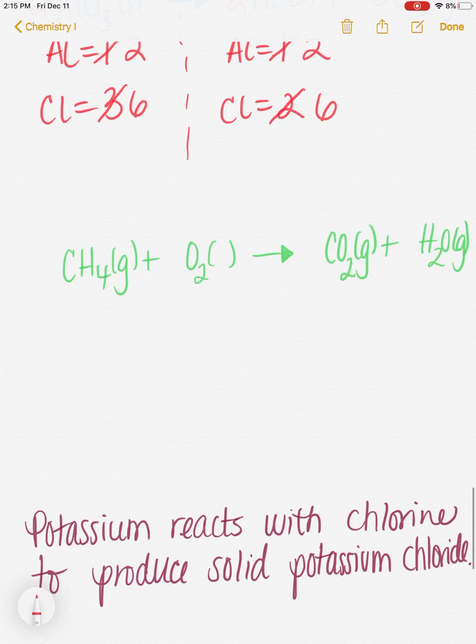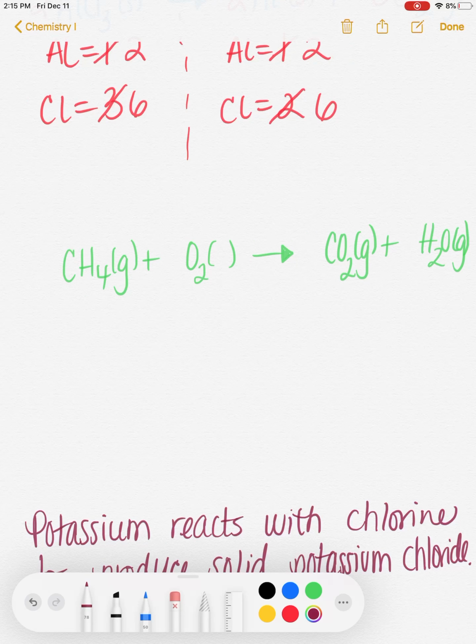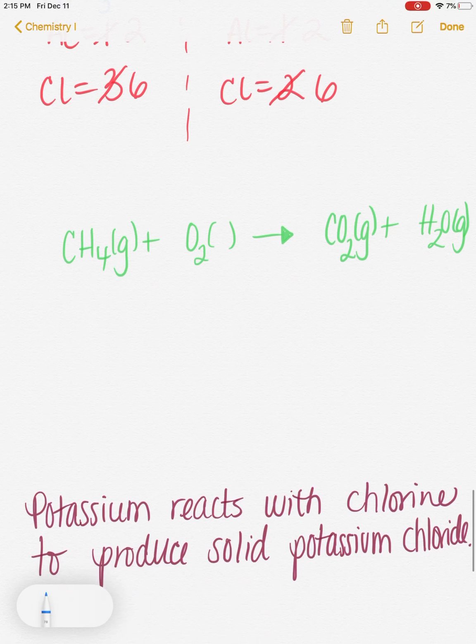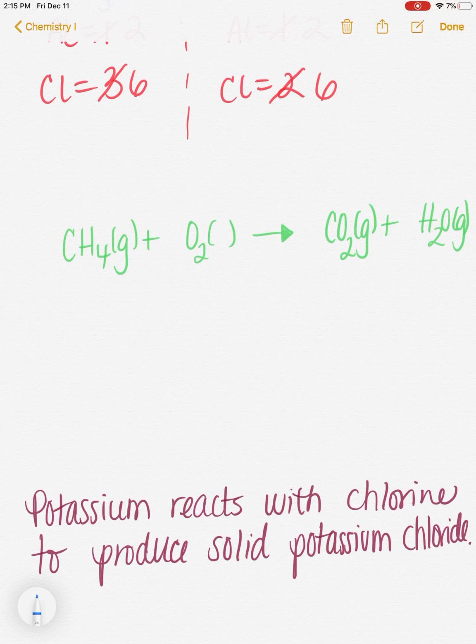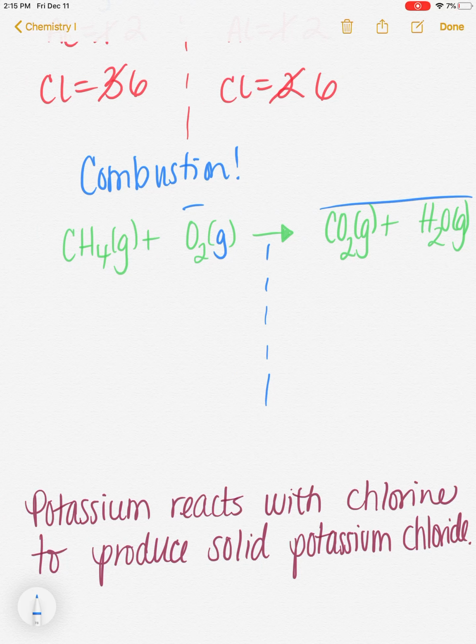All right, our next reaction that we're going to work with. Let me change my color here. So we have CH4 gas reacting with oxygen gas to make CO2 gas and water vapor. All right, it's looking good. We got a CO2 and a water vapor and we reacted with oxygen. So this is a combustion reaction. All right, let's balance it.